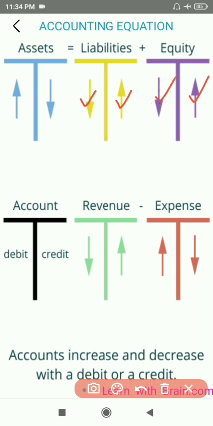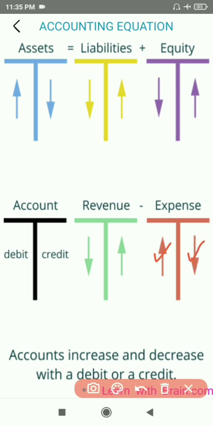Now we will discuss the revenue account. If revenue increases, we will credit. If revenue decreases, we will debit. Now we will discuss the expenses account. If expenses increase, we will debit the expenses account. If expenses decrease, we will credit the expenses account.